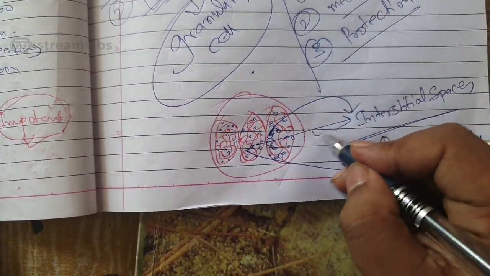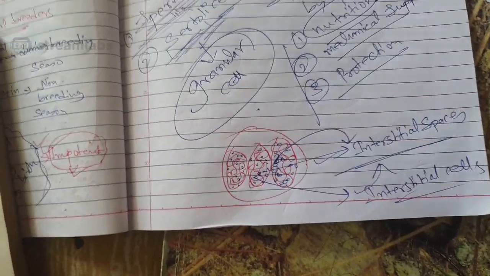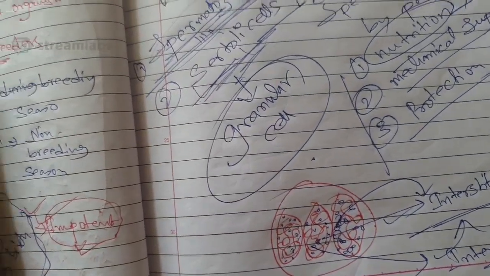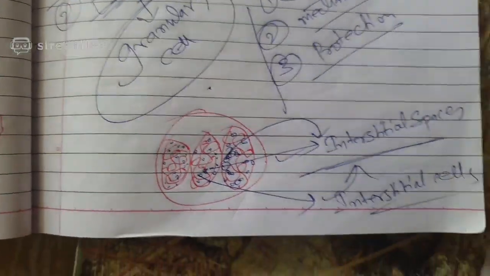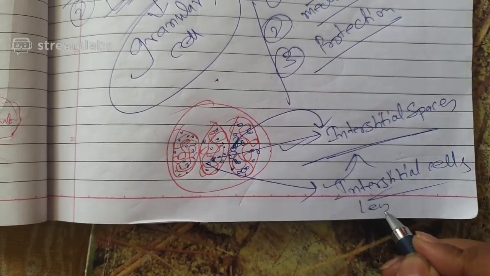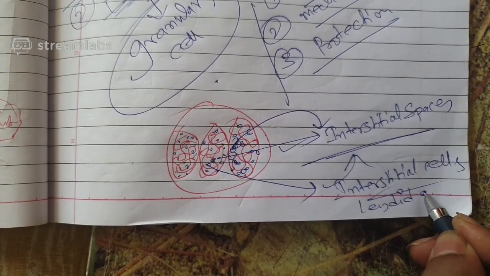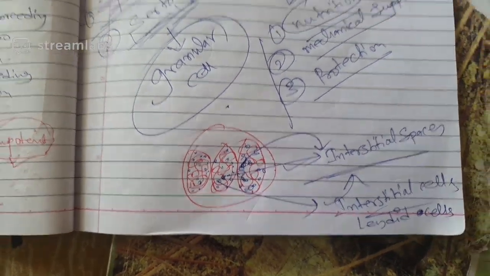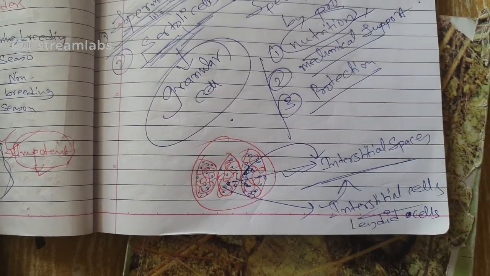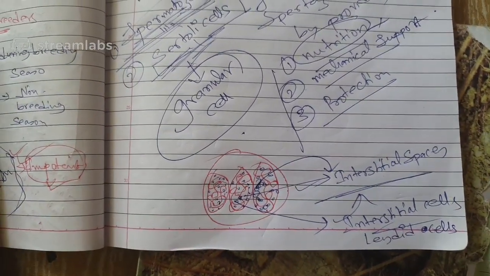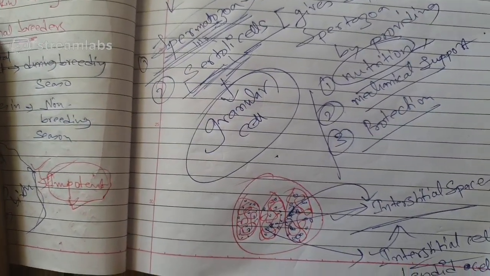So these are known as the interstitial cells or interstitial spaces. What is contained there? The interstitial cells. What is the other name of interstitial cells? The other name of interstitial cells is Leydig cells.